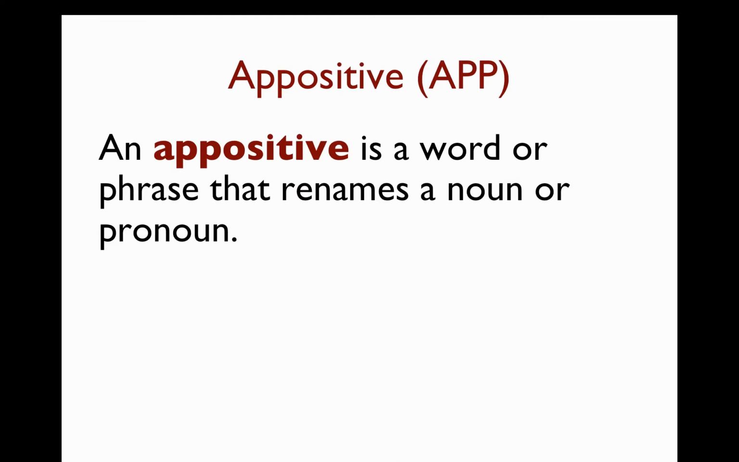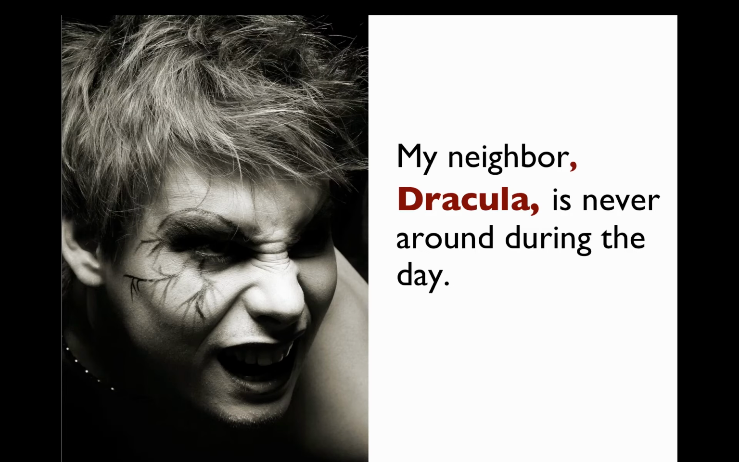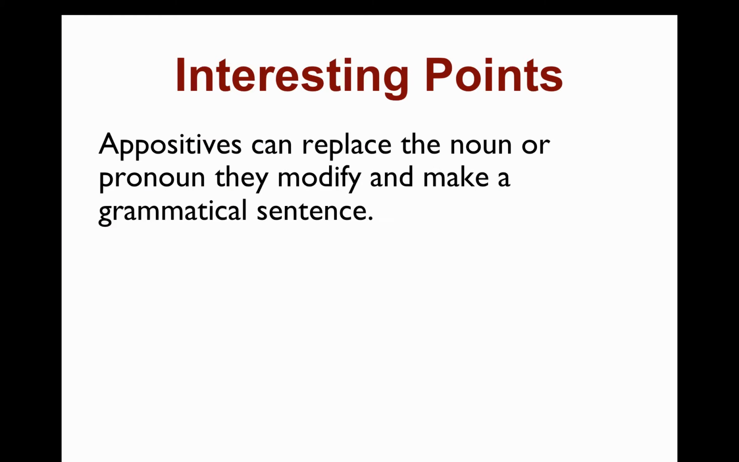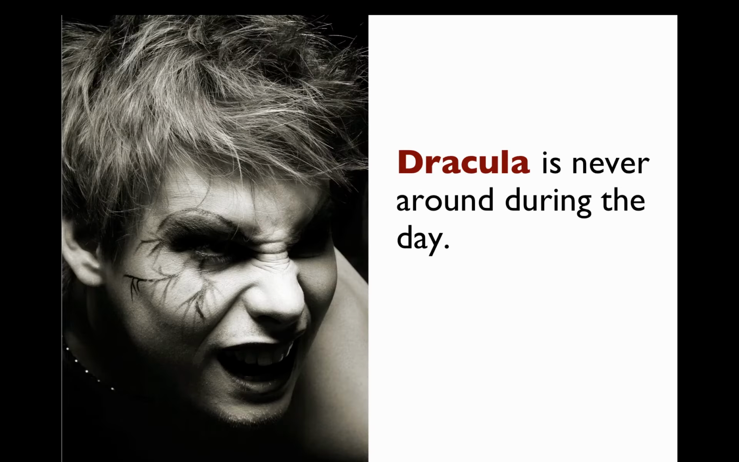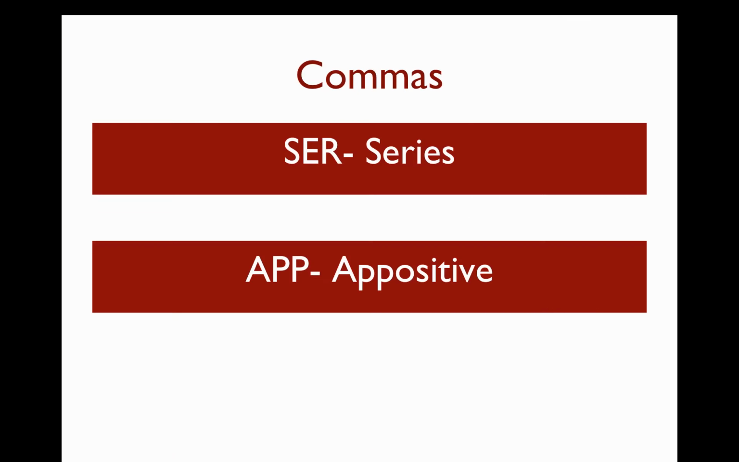So an appositive is a word or phrase that renames a noun or a pronoun, and therefore adds information about that noun or pronoun. So in this example, we have my neighbor, Dracula, is never around during the day. So Dracula names my neighbor. Now, appositives can replace the noun or pronoun they modify, and it still makes a grammatical sentence. So Dracula is never around during the day.